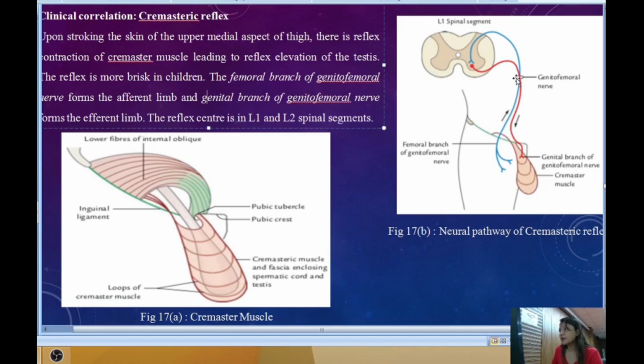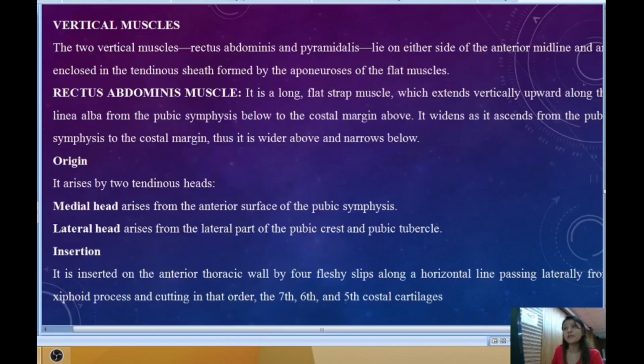We have the genitofemoral nerve, and we have the femoral branch and the genital branch. So this forms a reflex, afferent and efferent. If you stroke with a pencil or a needle near the thigh, what will happen? The testis will elevate, and this is not under voluntary control, it is involuntary. So this reflex is important, for which the cremaster muscle is very important.